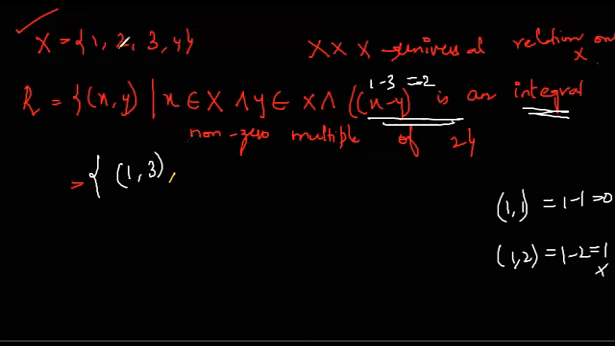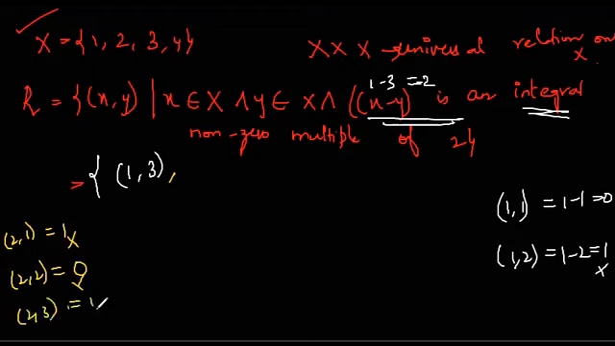Next, what about 2 comma 1? 2 comma 1 will give you 2 minus 1, which is 1, so it is not possible. What about 2 comma 2? It will give you x minus y equal to 0, not possible. 2 comma 3, still 1. 2 comma 4, 2 minus 4 will give you minus 2. It is an integer and it is non-zero, so you can write 2 comma 4.